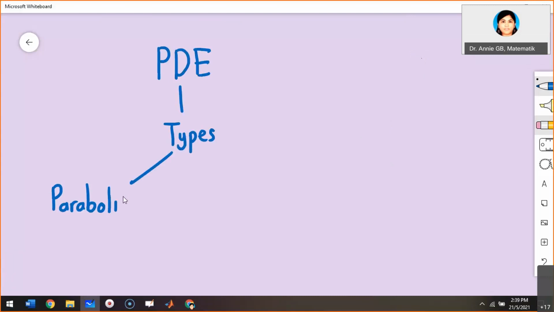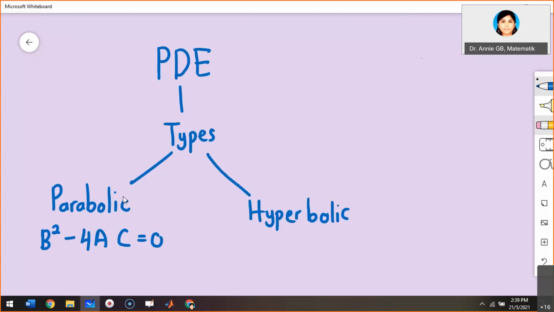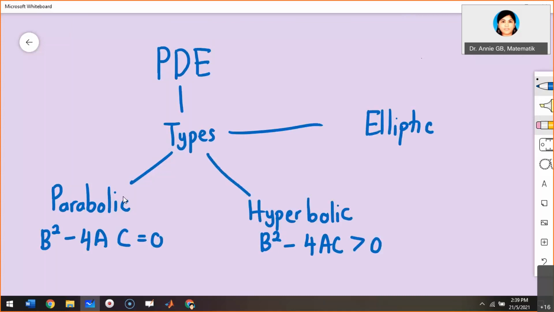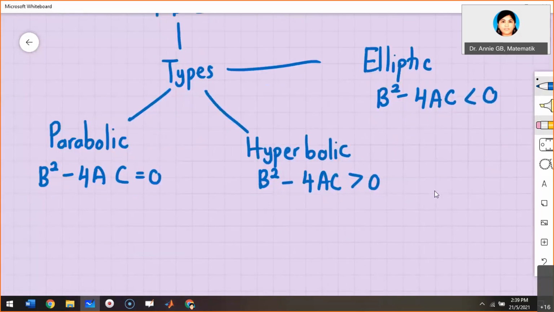When you call type, dia memang jenis parabolic where you can get by b squared minus 4ac equals to 0. And then you have hyperbolic where you obtain by looking at the equation b squared minus 4ac greater than 0. And then you have elliptic, b squared minus 4ac less than 0, okay? So, if it's a first order, ada yang kata first order tak ada type. Okay?